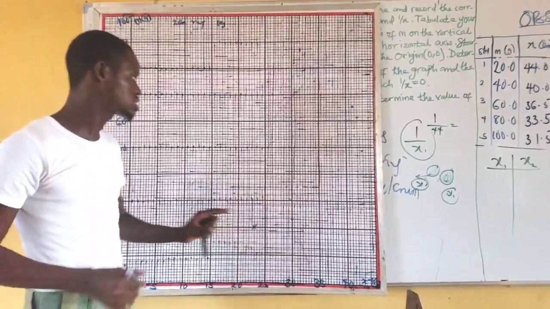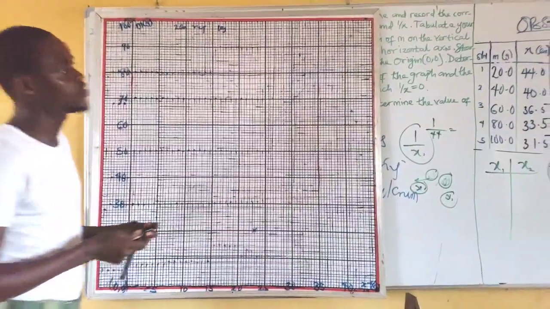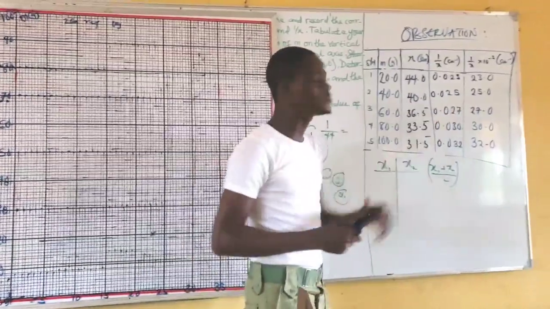That is number 1. Note that. Then the next one, you have 40 gram to 25.0.